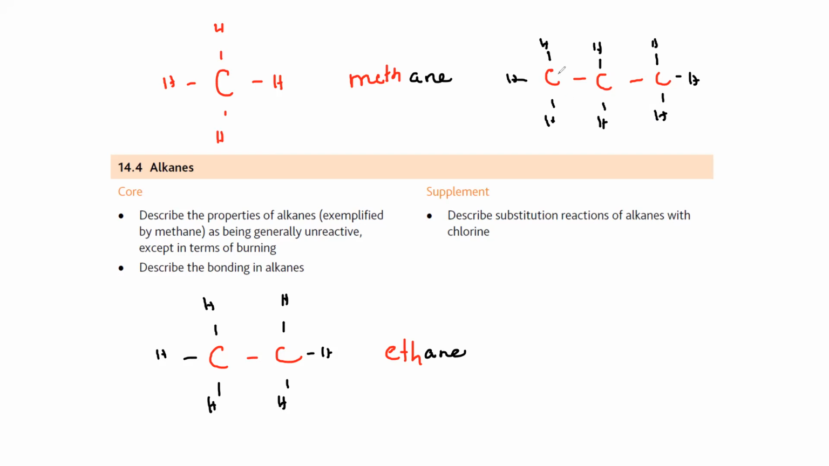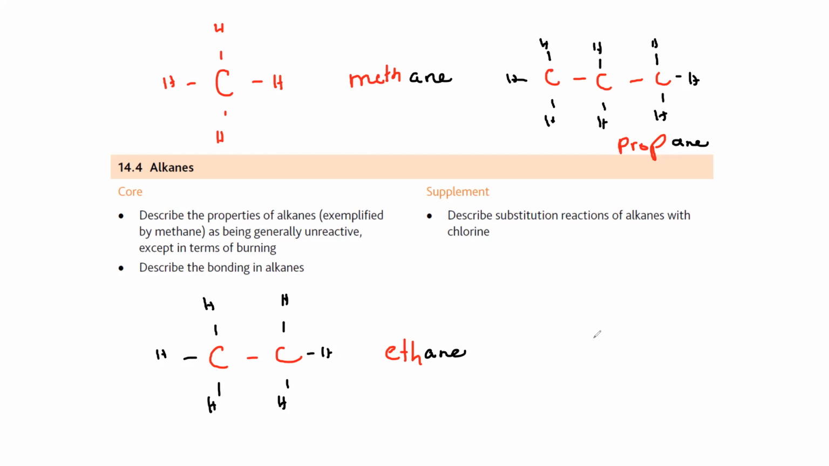Then what is the name of this compound? 3 carbon atoms. So for 3 carbon atoms, the name should start with prop. Prop means 3 carbon atoms. And because these carbon atoms have a single bond between them, it will be ane. So it is propane. Prop means 3 carbon and ane because they have a single bond.